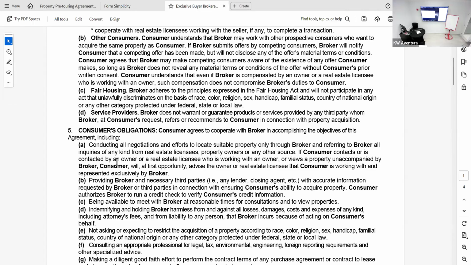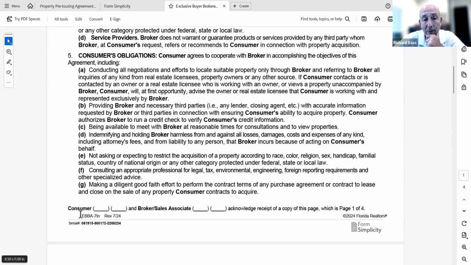The other one that you're using a lot more often is the EBBA, Exclusive Buyer Broker Agreement. 7 is the version, and TN is the transition to transaction brokerage. Now, if for some reason you don't want to be a single agent, you just want to work as a transaction broker, you would use the EBBA 7TB. It's the identical document, but it does not have the single agency part built into it.